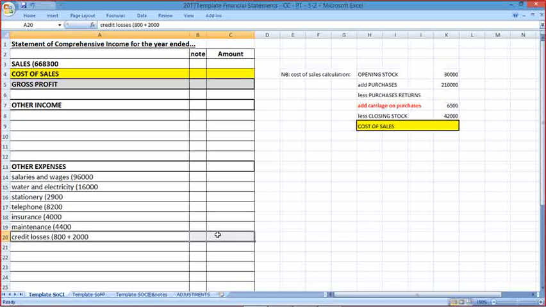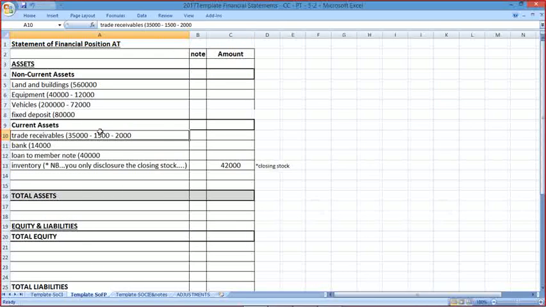Because you had the working, you had debit and credit. Debit the credit loss, which is this. There's the debit credit loss. And there's the credit debtors. Yes, okay.